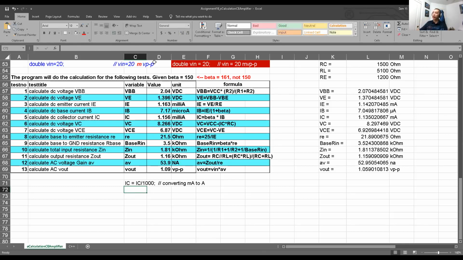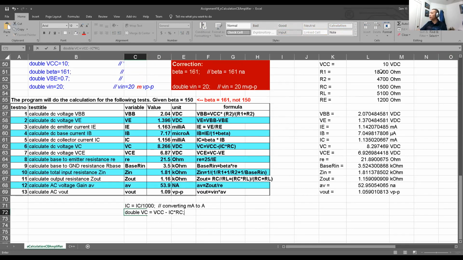And then on the next line, we can apply that formula: VC equal to VCC minus IC times RC. Because we know that VCC is in the base unit, which is volts, and RC is in ohms, which is the base unit. The only one that wasn't in the base unit was this one right here. It's in milliamp. That's why we have to convert it first before we can use it in this formula.